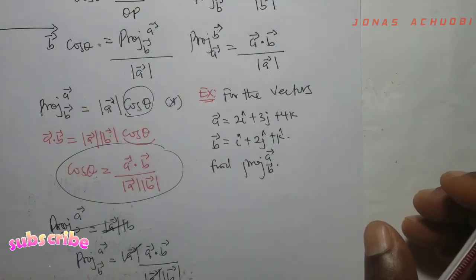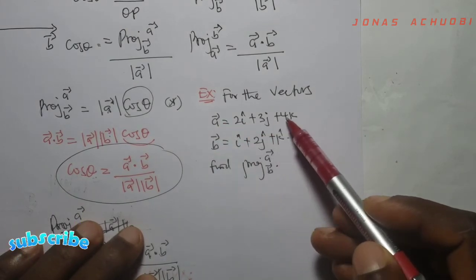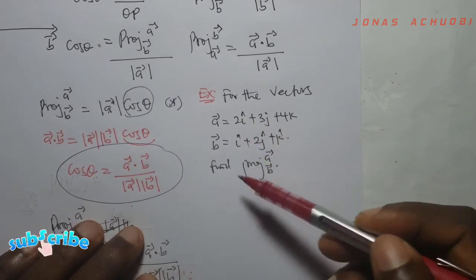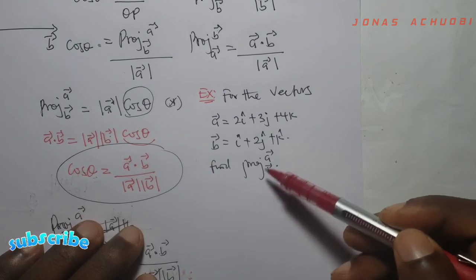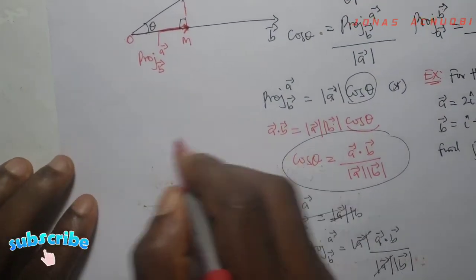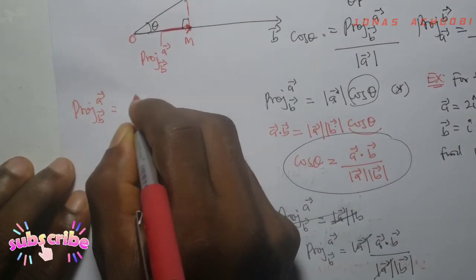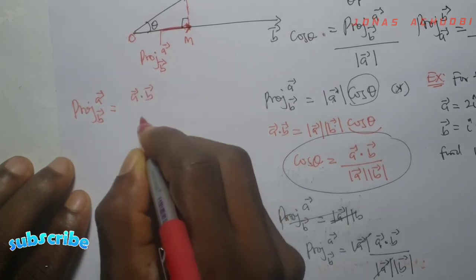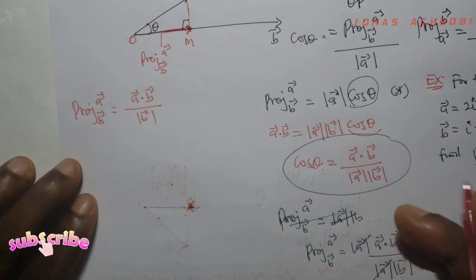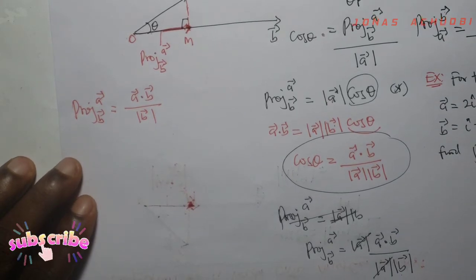Example. Two vectors are given: A equals 2i plus 3j plus 4k, and B equals i plus 2j plus k. We're asked to find the projection of vector A onto vector B. We have seen already that the projection of vector A onto vector B is equal to the dot product of vectors A and B divided by the length of vector B. So we need two things: the dot product of vectors A and B, and the length of vector B.